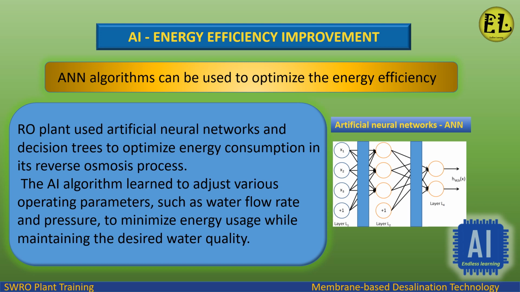AI, energy efficiency improvement. Artificial neural network (ANN) algorithms can be used to optimize energy efficiency. An RO plant used artificial neural networks and decision trees to optimize energy consumption in its reverse osmosis process. The AI algorithm learned to adjust various operating parameters, such as water flow rate and pressure, to minimize energy usage while maintaining the desired water quality.